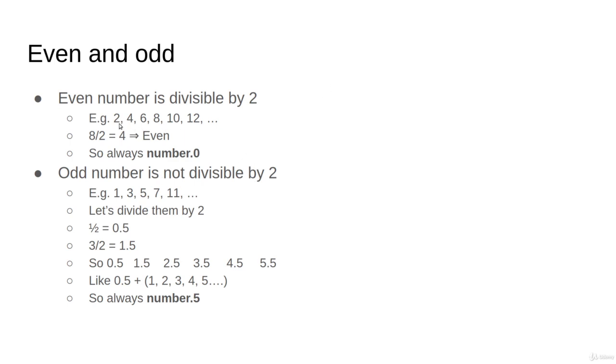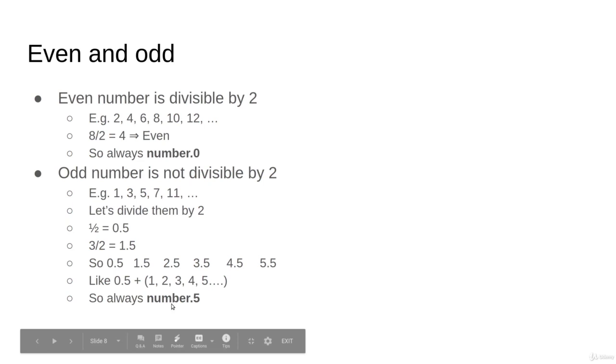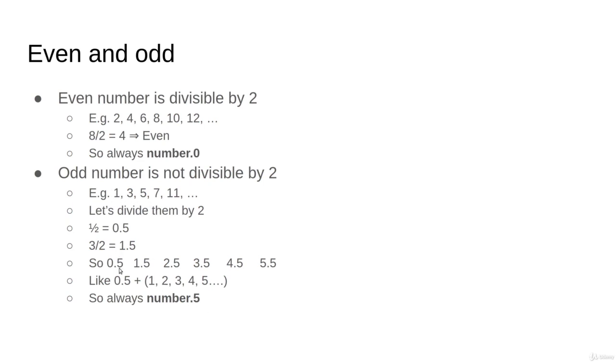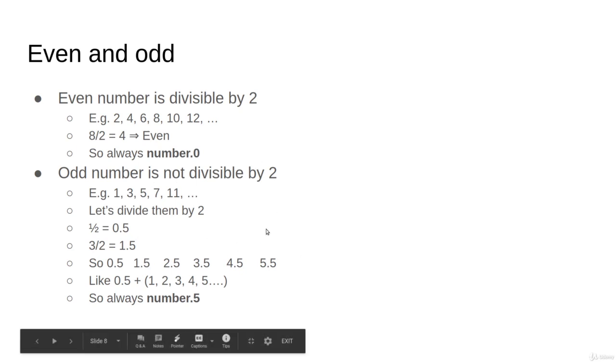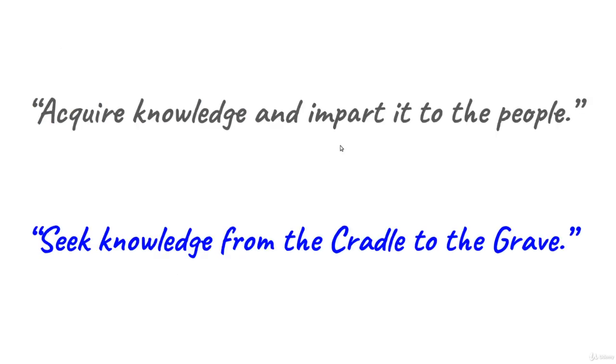If you have something like 2, 4, 6, 8, 10 and so on, and you divide it by 2, you will always get some number .0. So 8 divided by 2 is 4.0 and so on. But if you divide all the odd numbers by 2, you always get some number .5. So dividing 1 by 2 is 0.5, 3 by 2 is 1.5 and so on. So the moral of that is even numbers are divisible by 2. Odd numbers aren't divisible by 2. That's all.